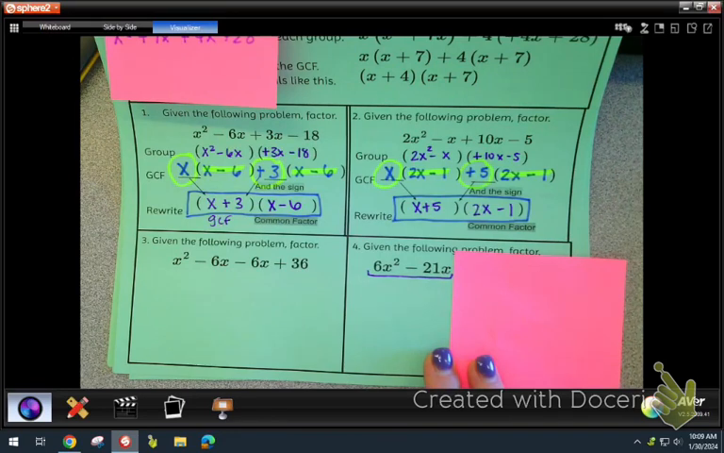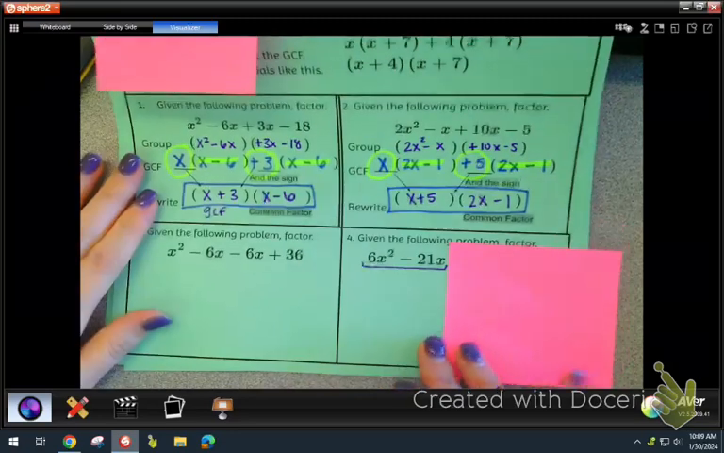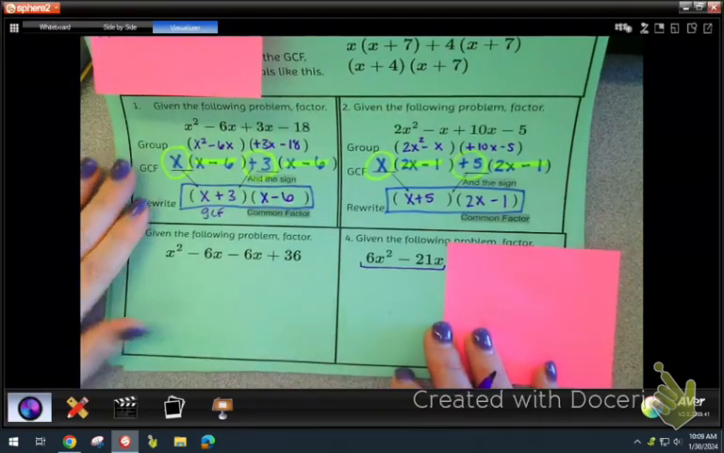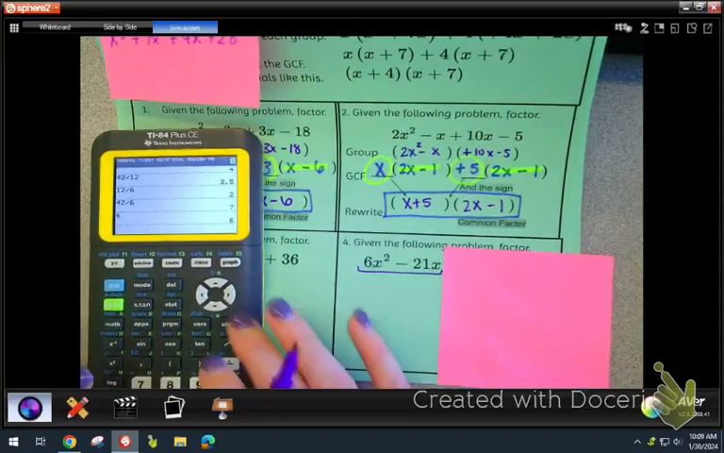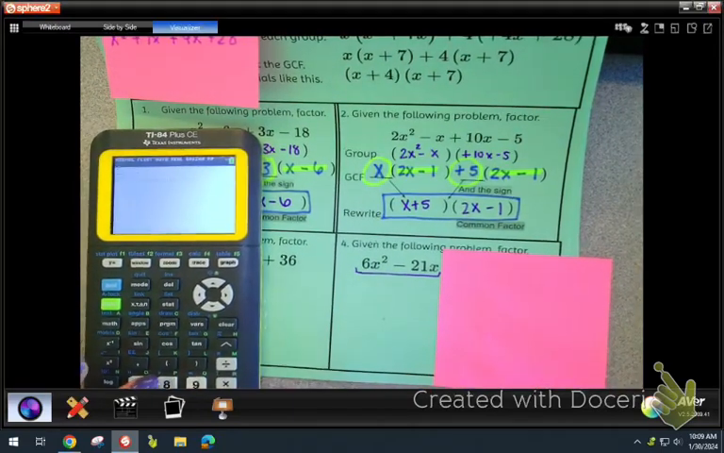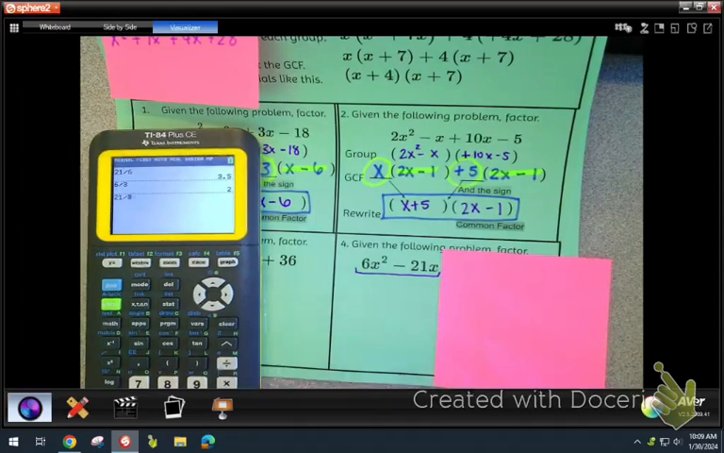All right, compare the numbers. 6 and 21. What's the smaller number? 6. Is 21 divisible by 6? No, 21 divided by 6 doesn't work. What's the next factor of 6? Work your way down. 3. 6 is divisible by 3. Is 21 divisible by 3? Yeah. So then what's our GCF? 3.